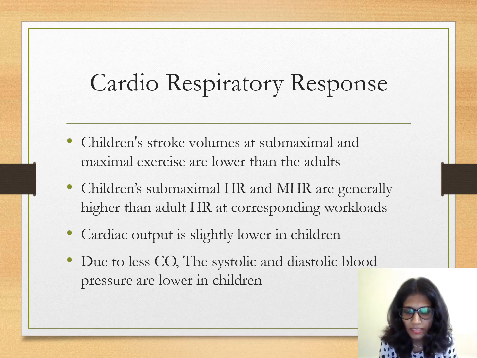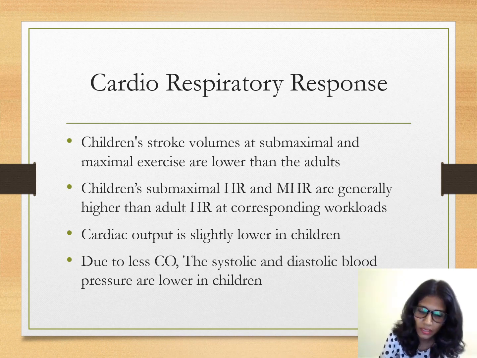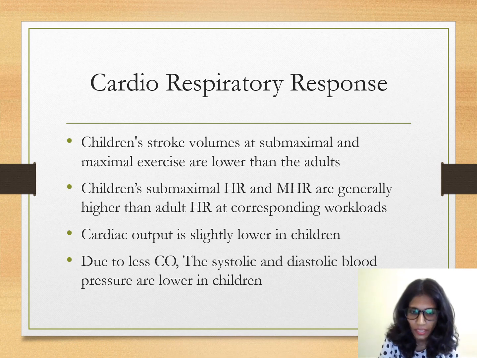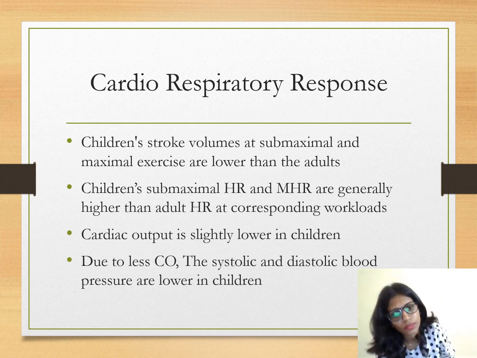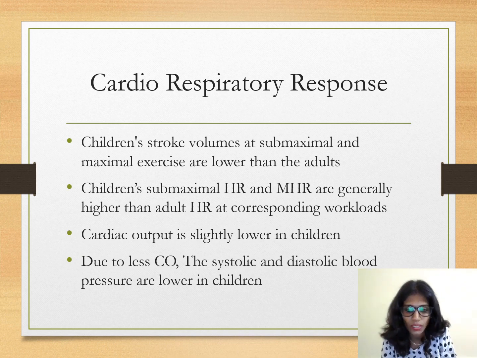Children's stroke volume at submaximal and maximal exercise is lower than adults, and their heart rate and maximum heart rate are generally higher than adults at corresponding workloads. Cardiac output is slightly lower in children, and due to lower cardiac output, the systolic and diastolic blood pressure are lower in children. So these are the cardiorespiratory responses.